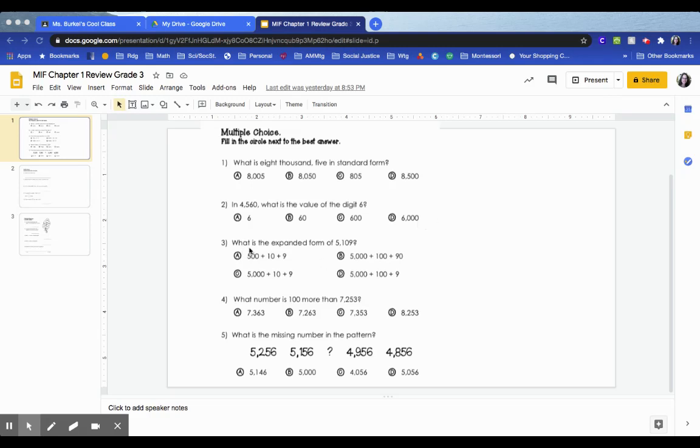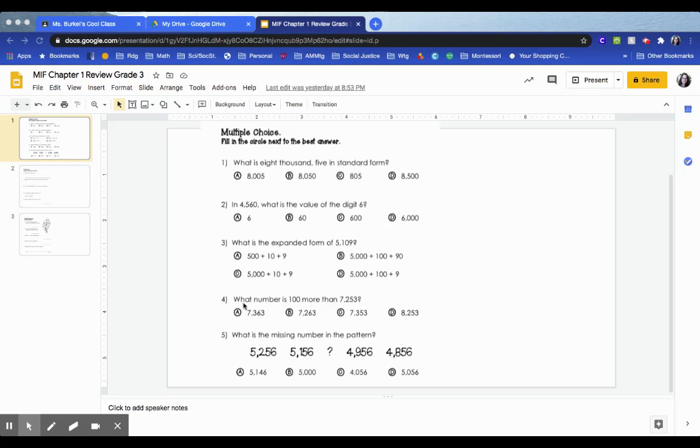Number 3, what is the expanded form of 5,109? These are all expanded form. That's when you write it as an addition sentence with the place value. So first we have a 5 in the thousands place. So it's got to be one of these 3. We have 1 in the hundreds place. And then we have 0 in the tens place, and 9 in the ones. So find the one that shows 5,000, 1 in the hundreds, and 9 in the ones.